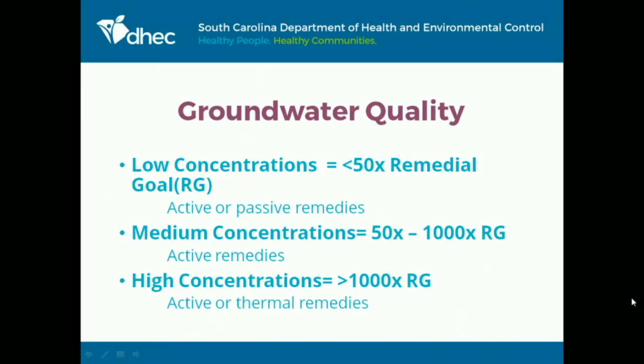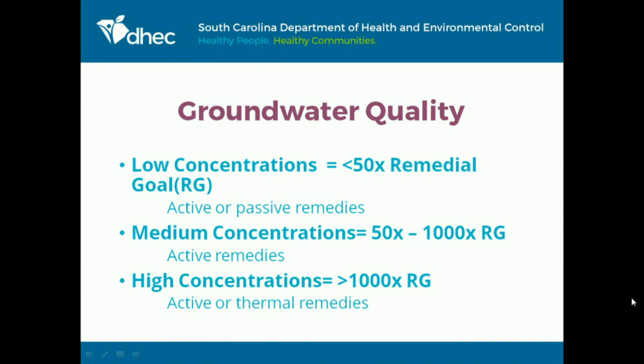So the chlorinated solvent decision tree is divided into categories based on groundwater quality. I came up with this division. You can use a different division if it suits your purposes. But for the sake of the decision tree, low concentrations are considered to be less than 50 times the remedial goal. So if you have PCE, your remedial goal is 5. If you have 100, then that's considered a low concentration according to this decision tree. Medium concentrations are between 50 and 1,000 times the remedial goal, and high concentrations are over 1,000 times the remedial goal.